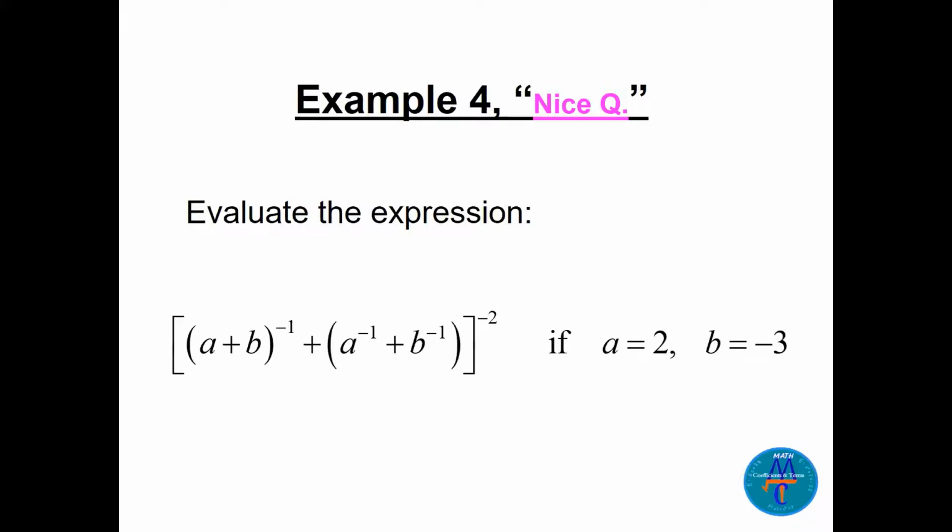Now, let's look at this example 4. Nice question. Evaluate the expression a plus b all to the power minus 1 plus a minus 1 plus b minus 1 all to the power minus 2 after you add inside. If a is equal to 2, b is minus 3. So I gave you the values of a and b. It will take time. This is a medium question, I think, because we have sometimes simple questions, medium questions, and little challenging or difficult questions. This is very nice to try on a piece of paper to learn more and to see your mistakes if you have any mistake in this question.